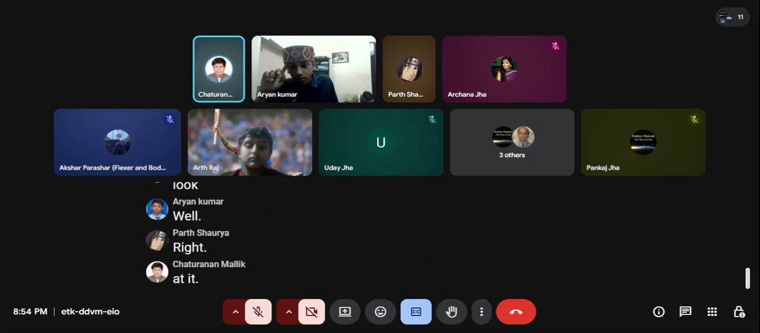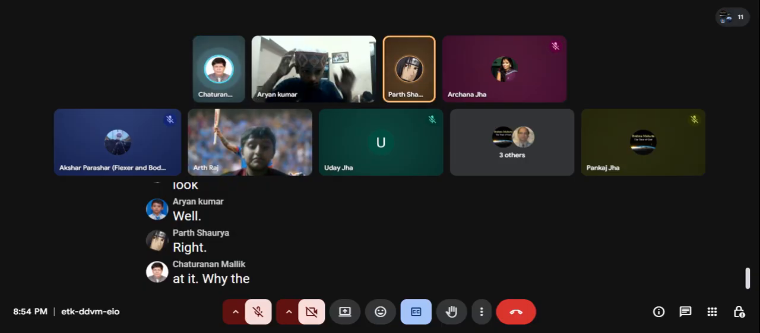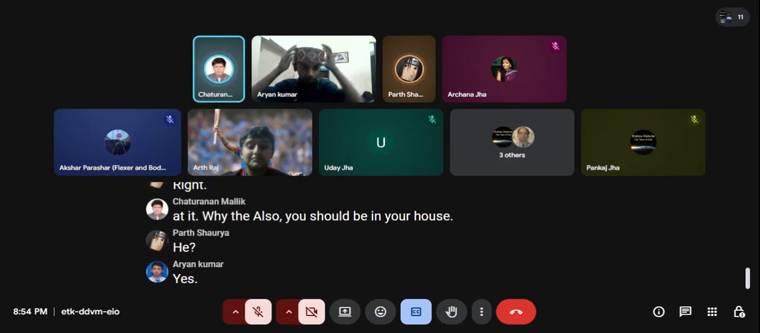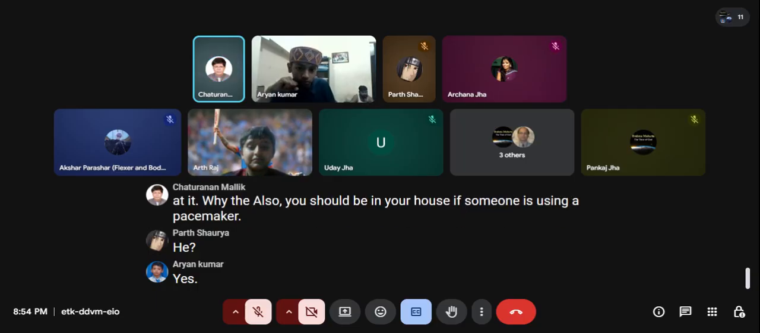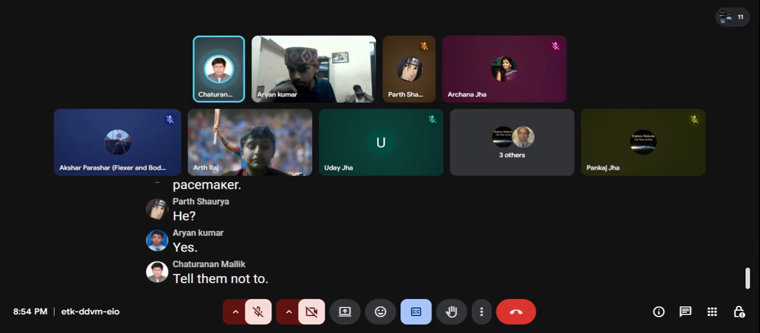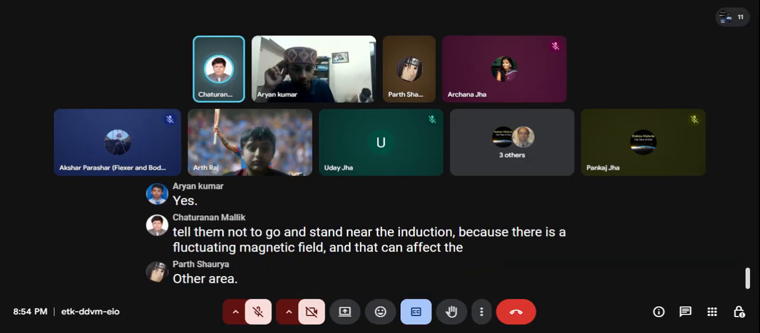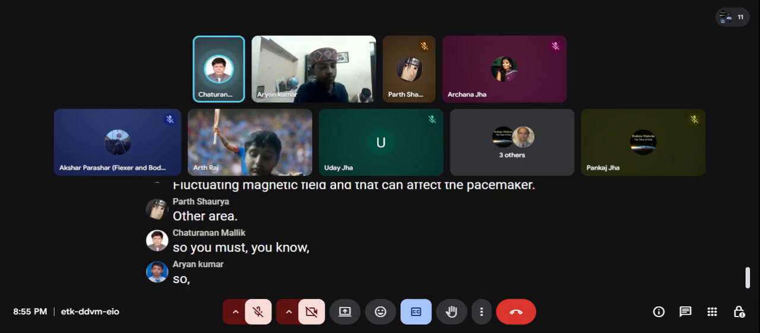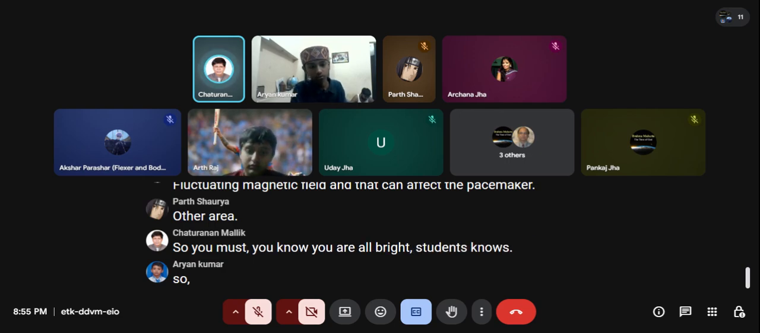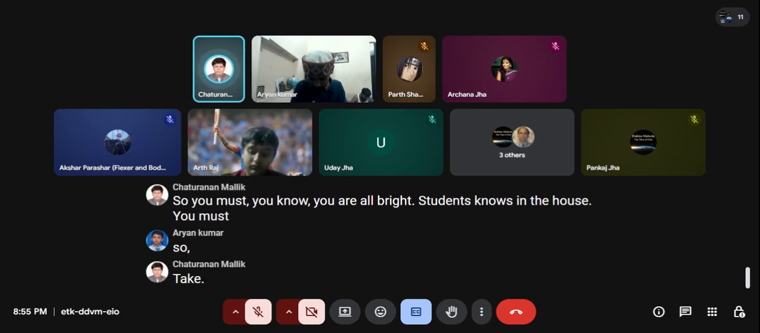So you should go and have a look at it, also in your house. If someone is using a pacemaker, tell them not to go and stand near the induction cooker, because there is a fluctuating magnetic field and that can affect the pacemaker. You are all bright students, no? So in the house, you must take care of things because you understand.